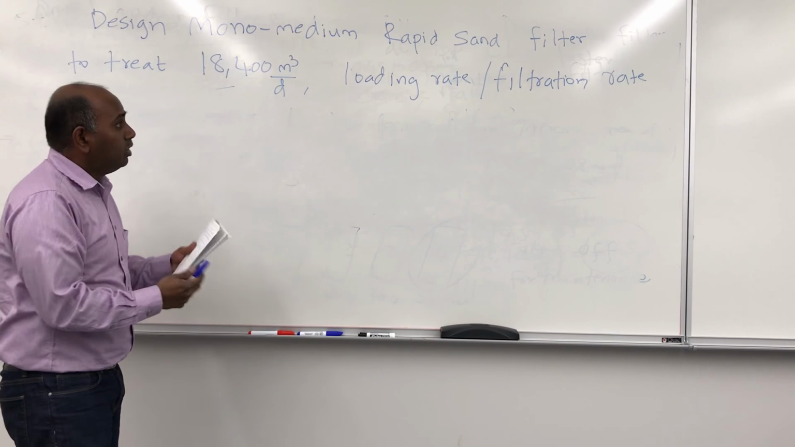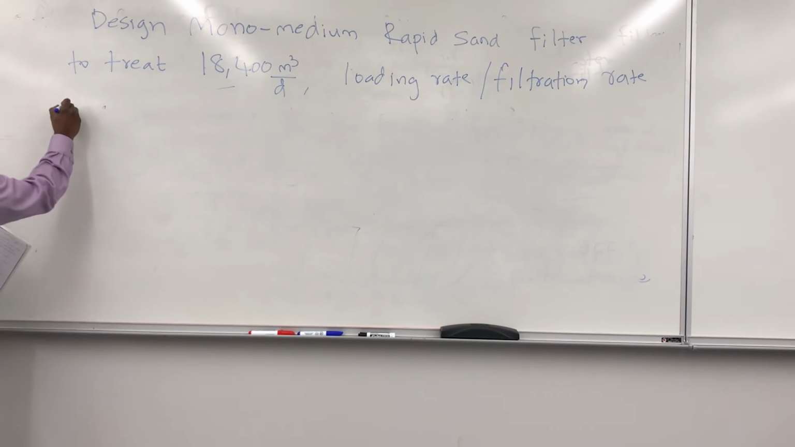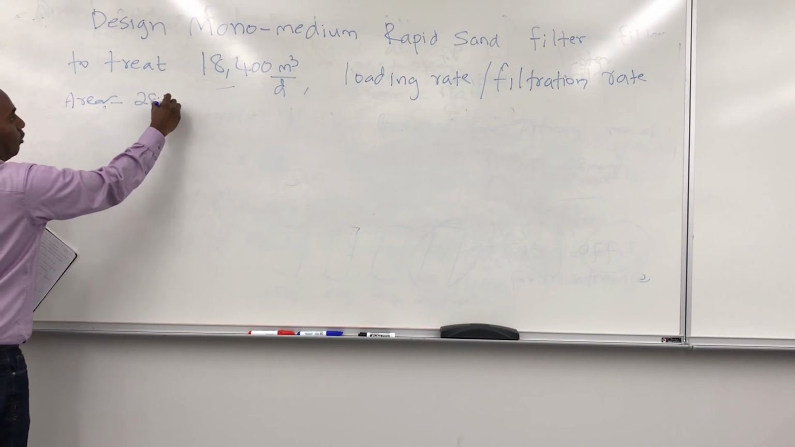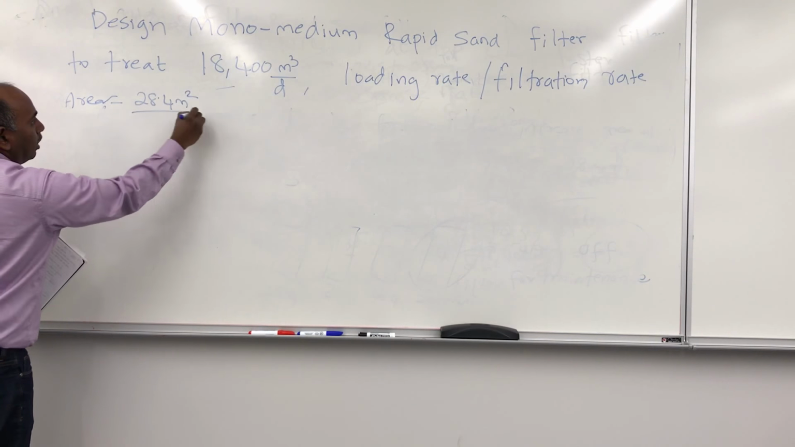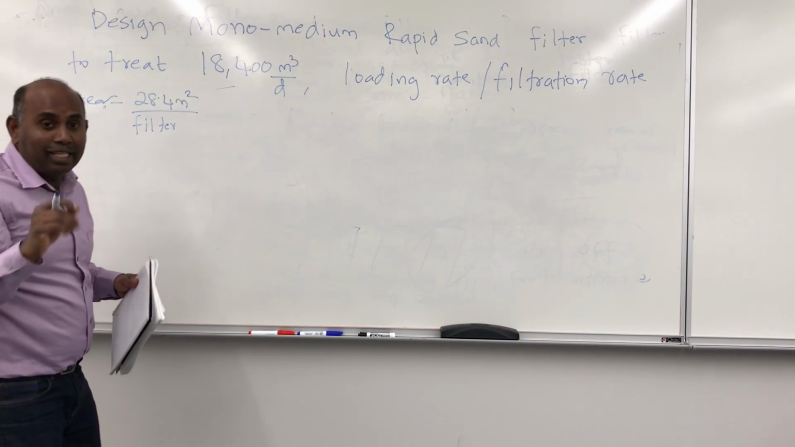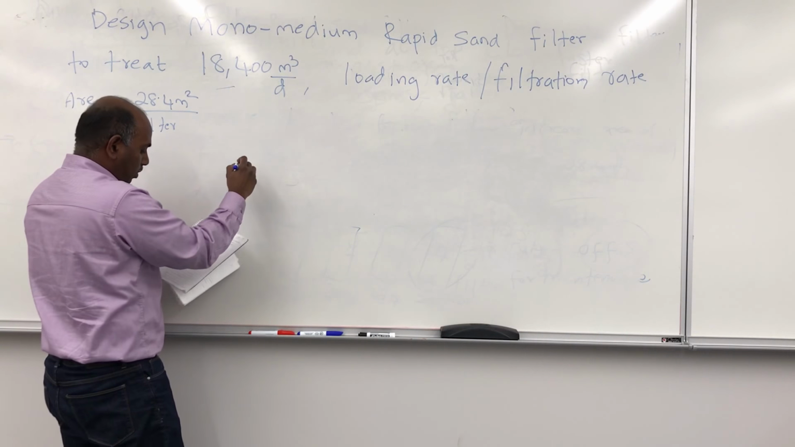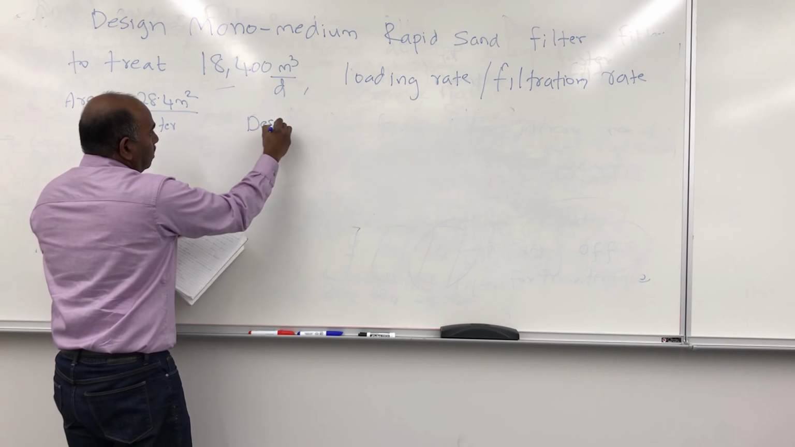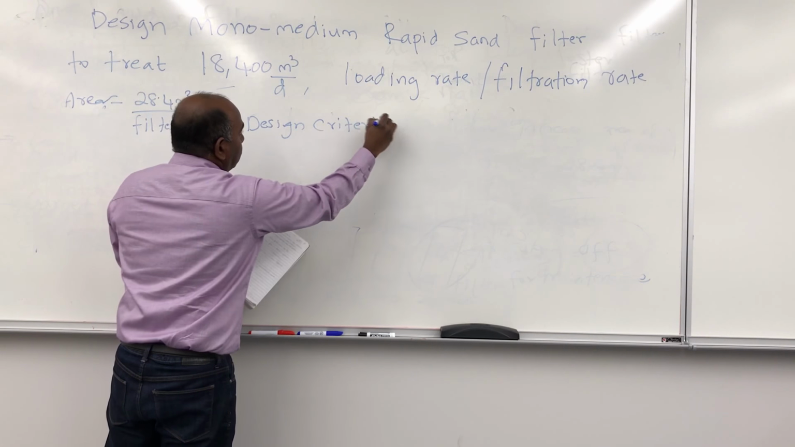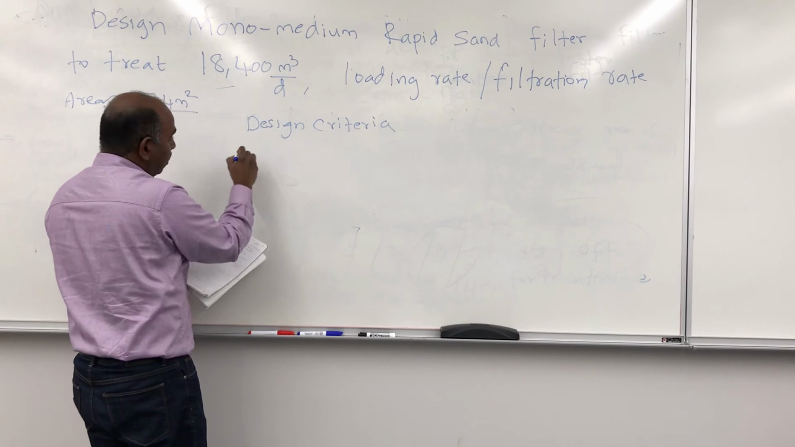So now we know the area: 28.4 meters square for each filter. Now we need to calculate the length and depth. So, the design criteria to calculate length and depth.